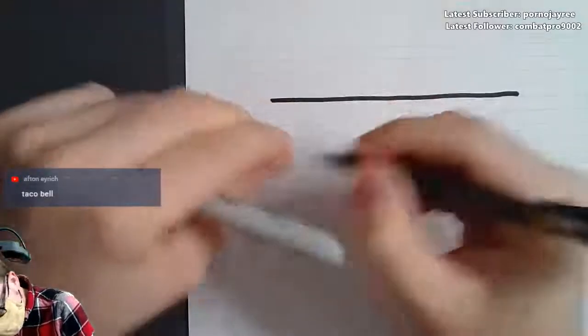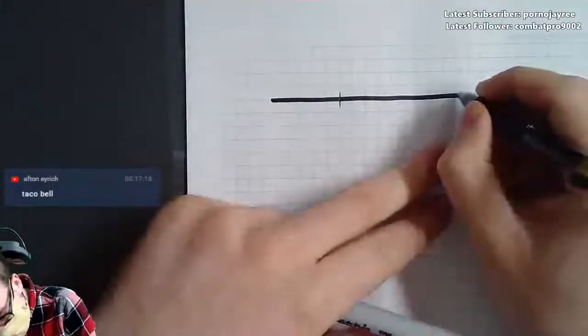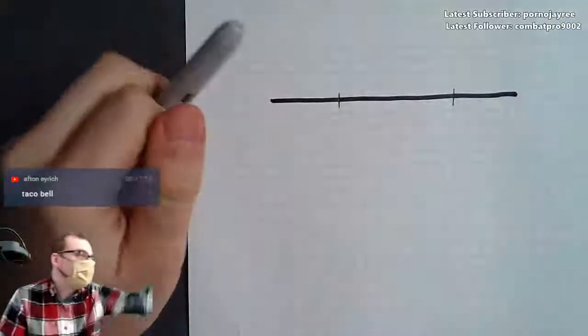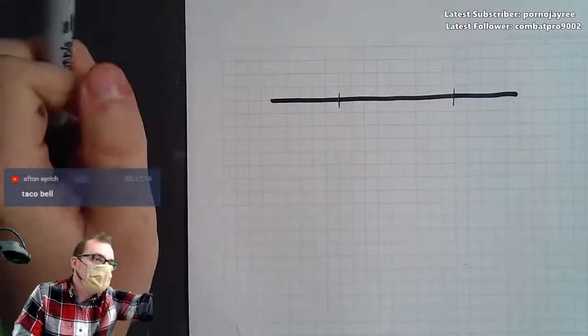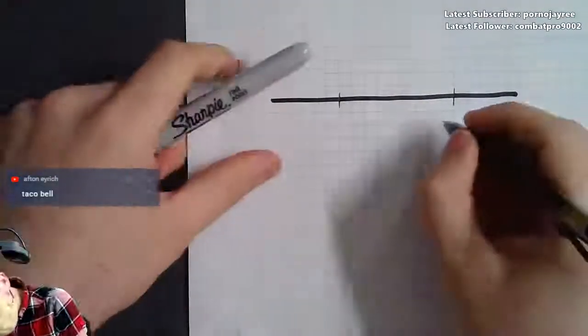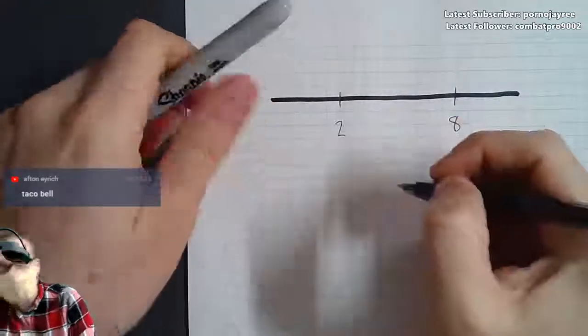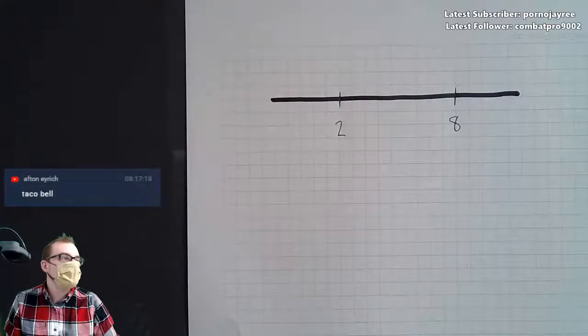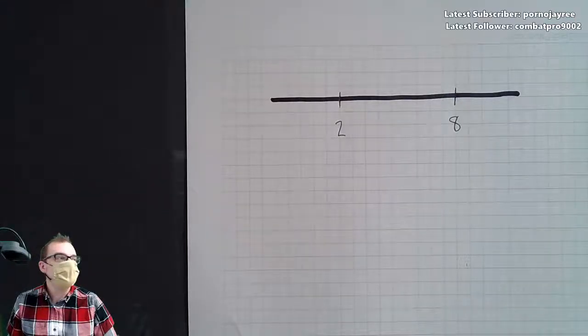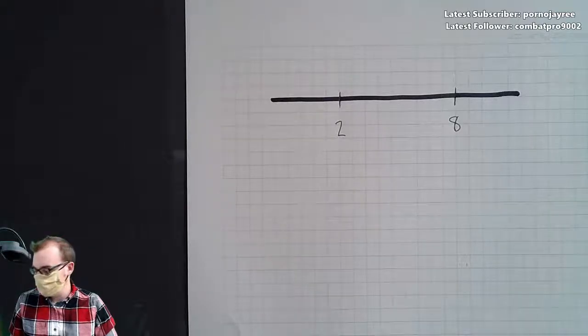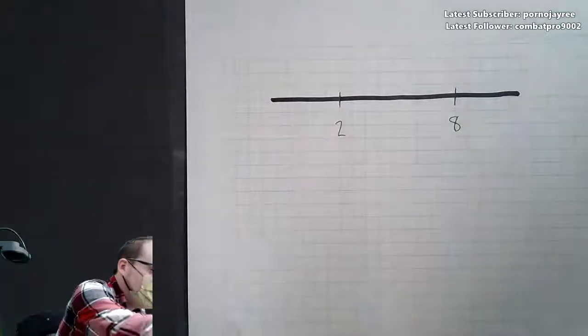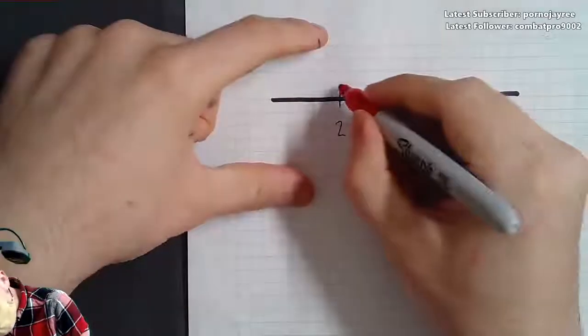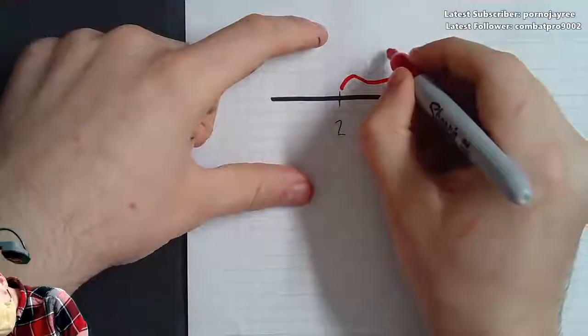So if we have two numbers, give me a number, go. Awesome, give me another number, Blaze. Okay, so 8 is bigger, so I'm gonna put it over here. 2 is smaller, so I'm gonna put it on the left. Okay, so the distance between 2 and 8 is just whatever 8 minus 2 is.